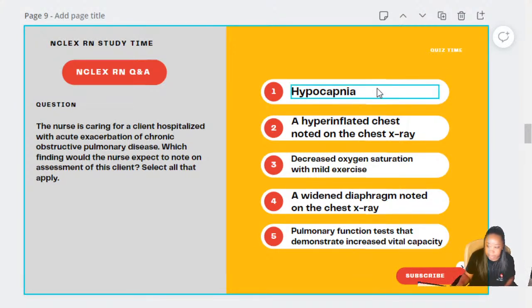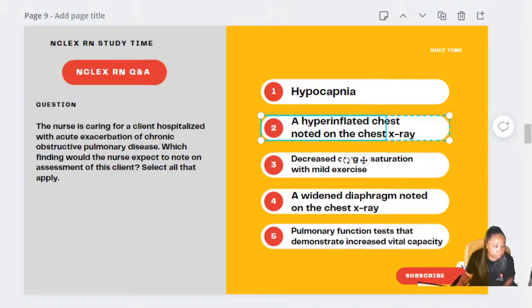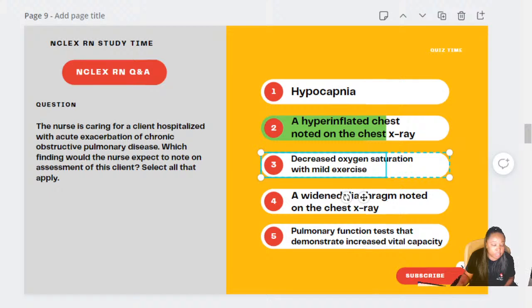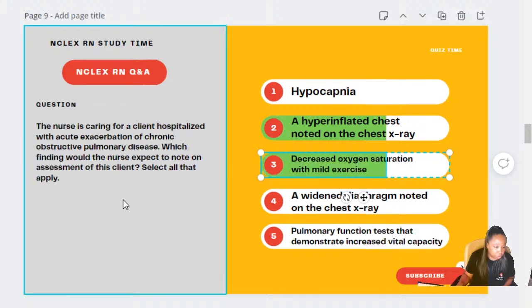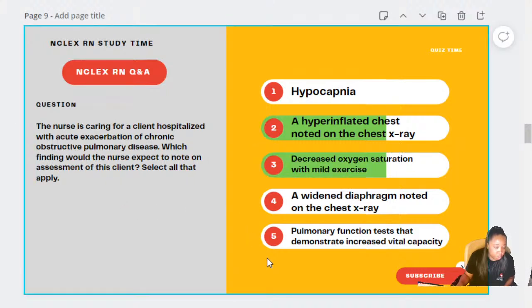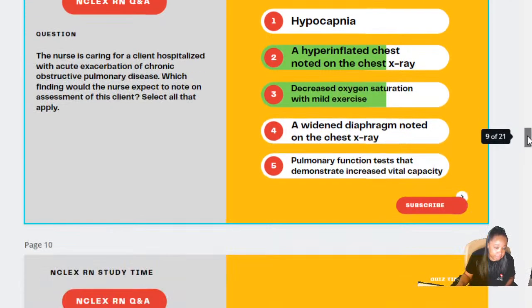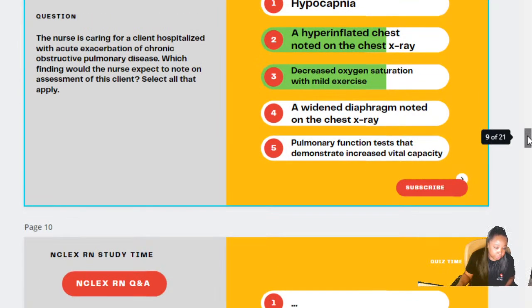So the answer for that question is number 2, hyperinflated chest. The other one is decrease in saturation. The saturation will be decreased in a patient with COPD. Okay? You might see the carbon monoxide might be high, but the saturation will be decreased. And this is the story of a COPD patient.